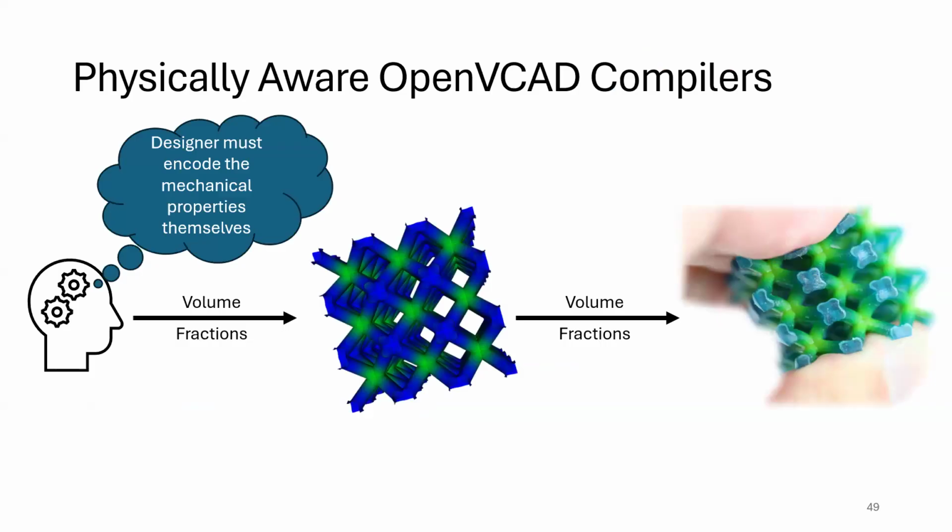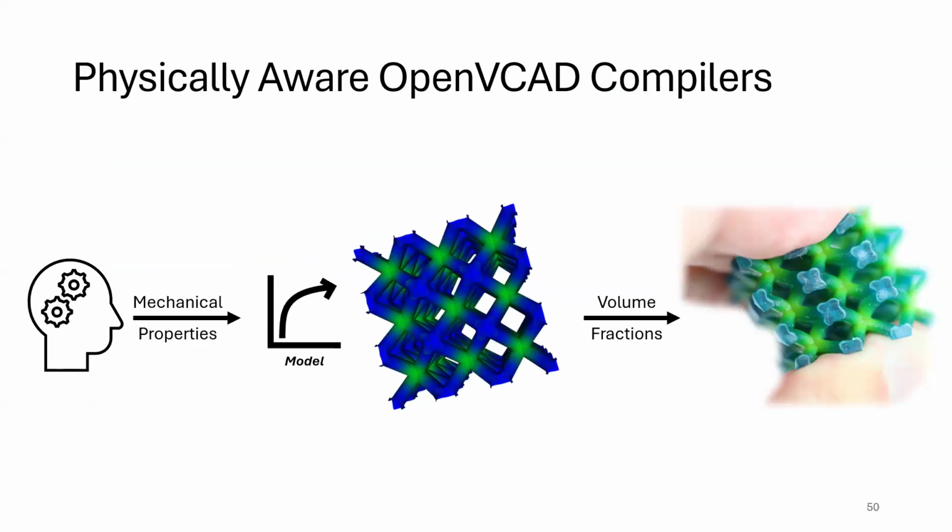So this brings up this idea of physically aware OpenVCAD compilers. And the idea here is that a designer has to encode all of this information in their head right now with OpenVCAD about how they want the mechanical properties to perform. So in this case, they're supplying in volume fractions. OpenVCAD is converting that to print files that are also defining them with volume fractions. Instead, we want to pull that knowledge out into one of these models that actually do the work for us. So in the future, I want OpenVCAD to be able to take in mechanical properties, perhaps stiffness or shore hardness or different mechanical properties, convert that automatically into the necessary volume fractions we need.